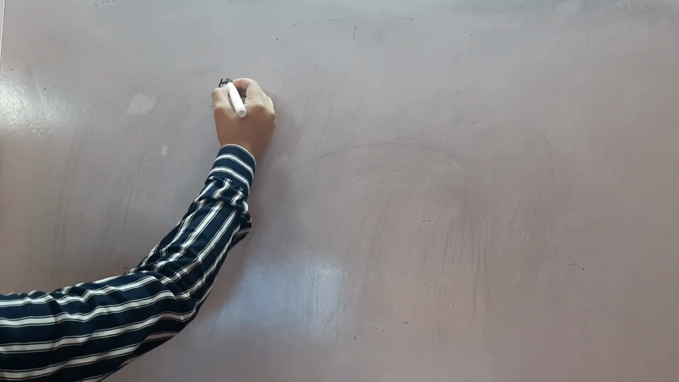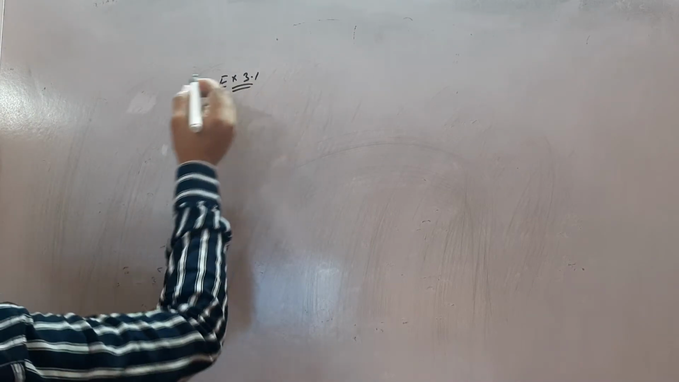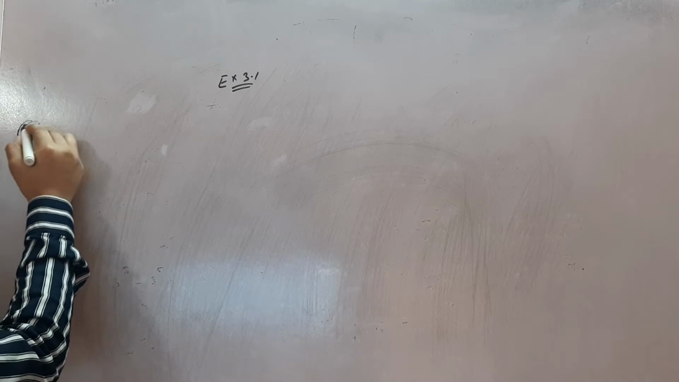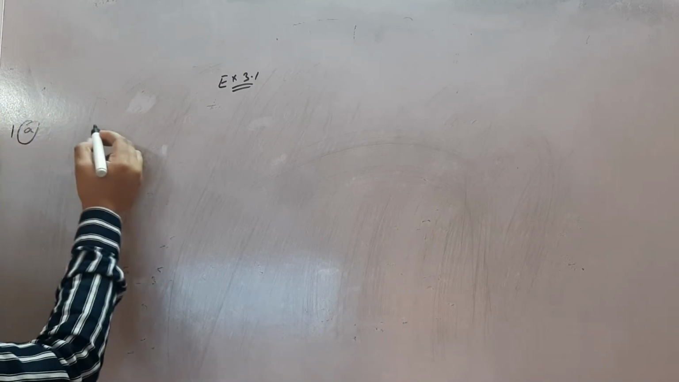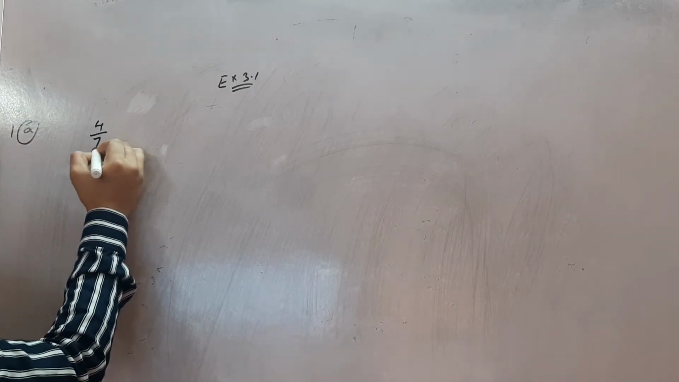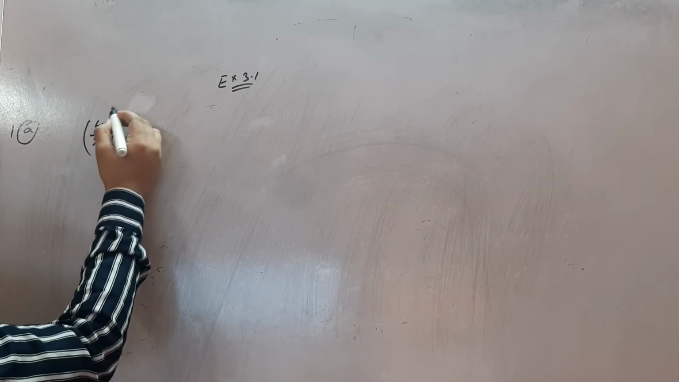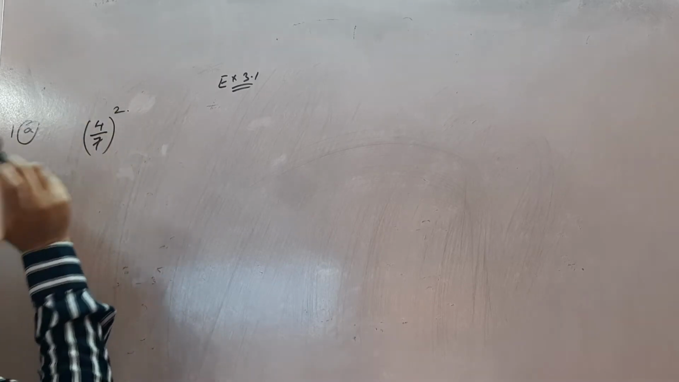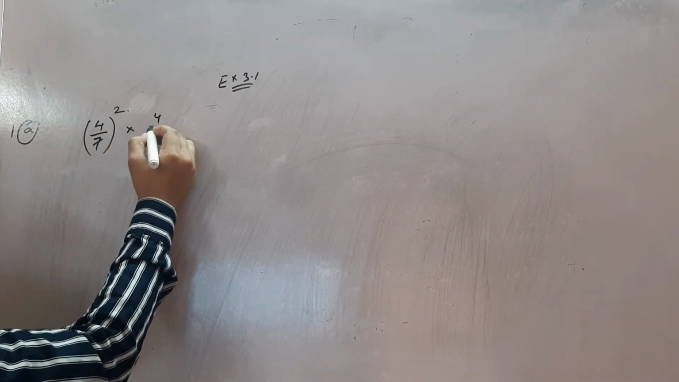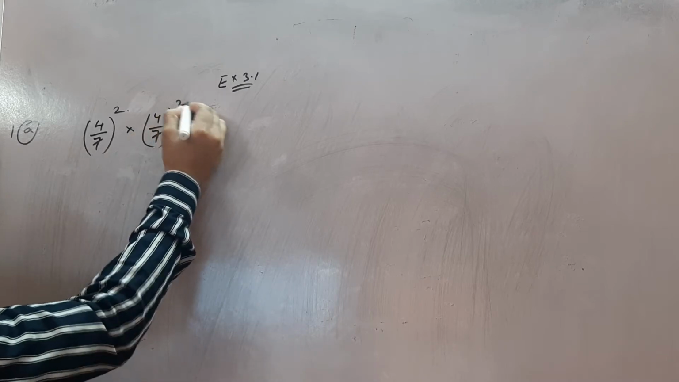Okay, so our first question from exercise 3.1, question number 1, subpart A: 4 upon 7 to the power 2, into again 4 upon 7 to the power 2.